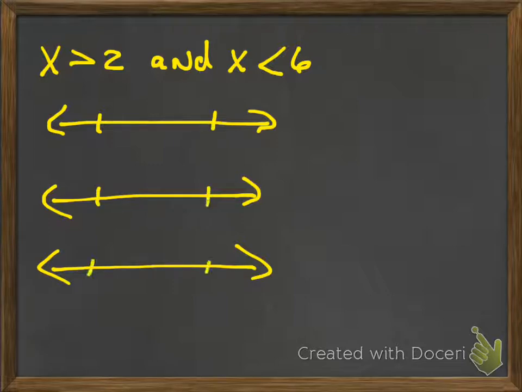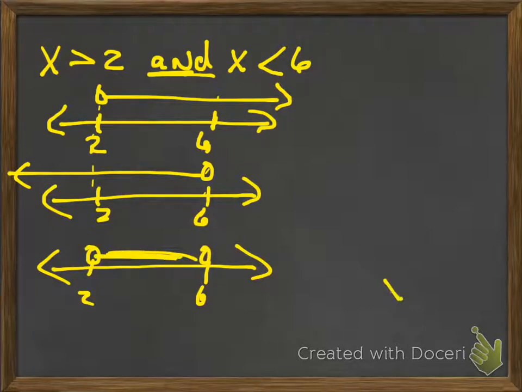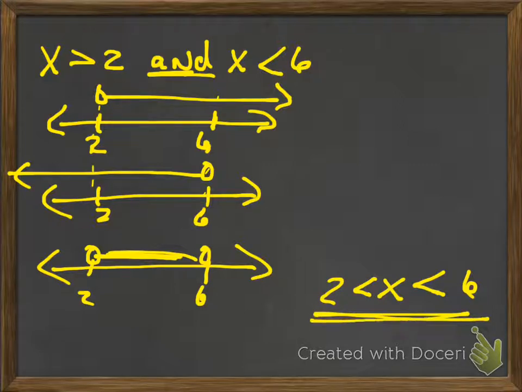But let's look at this. I'm going to put 2 and 6 on all of these. X greater than 2 would be an open dot shaded to the right. X less than 6 would be an open dot at 6 shaded to the left. And we worry about where these two overlap. If you look, these two overlap here in the middle between 2 and 6. Since that's where they overlap, that's what I would graph. That is x is greater than 2 but less than 6. Another way to write that is like this: x is between 2 and 6. And statements usually will be between. Okay?